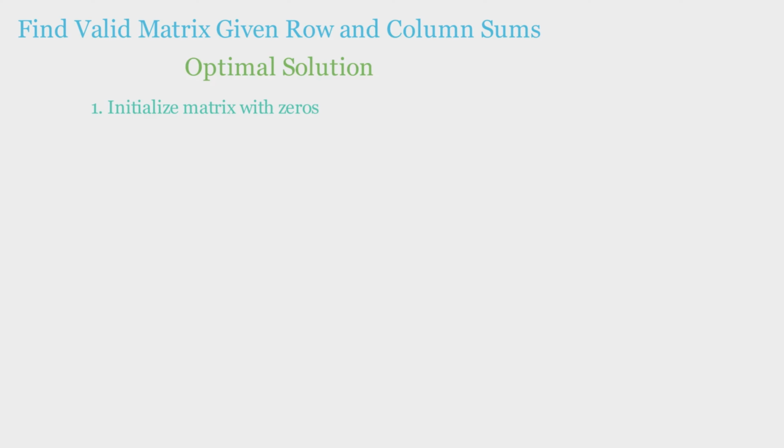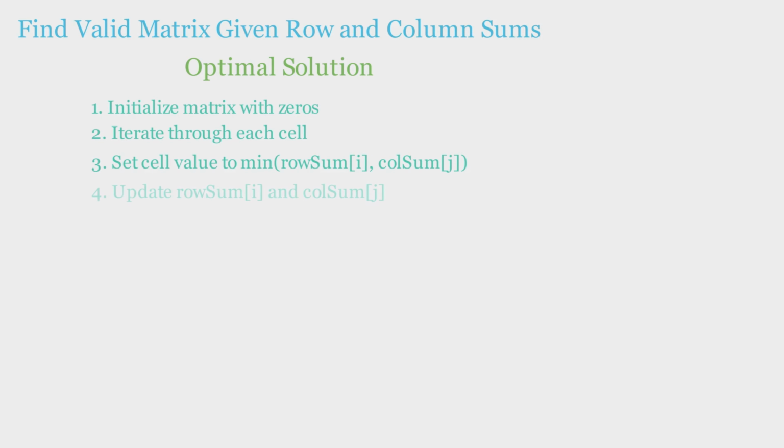We can initialize our matrix with zeros, then iterate through each cell. For each cell, we'll set its value to the minimum of the current row sum and column sum, then update these sums accordingly. This simple approach guarantees a valid solution.